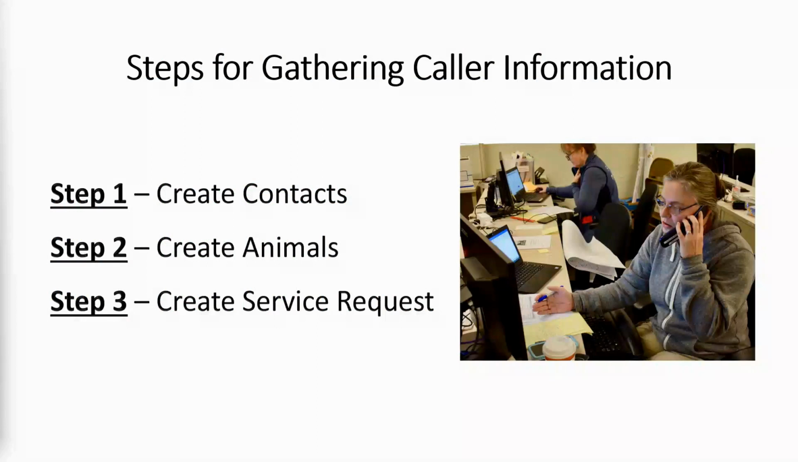Information for each option is gathered in 3 steps. Step 1, create contacts. Step 2, create animals. And Step 3, create service request. There are sets of mandatory information necessary to progress through each step of the sequence.